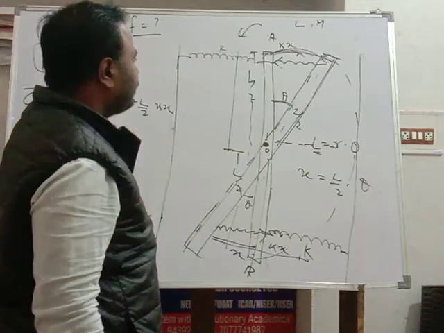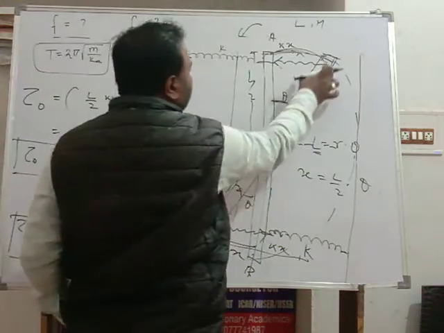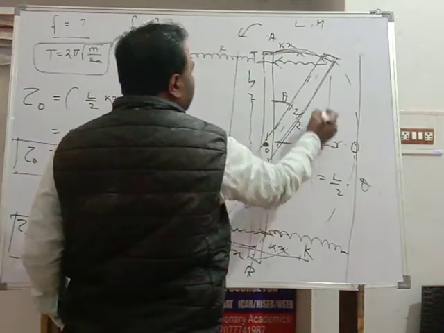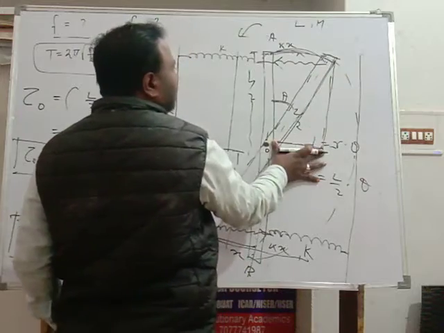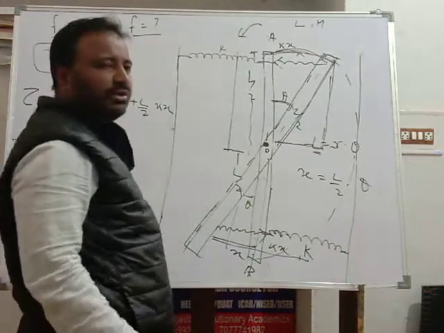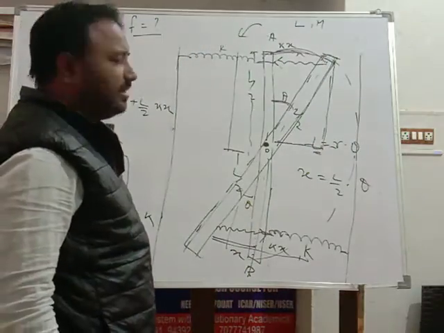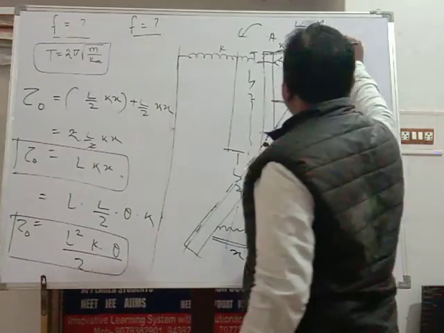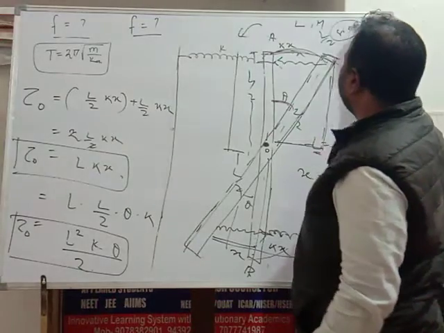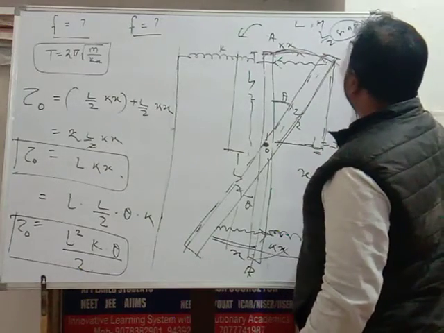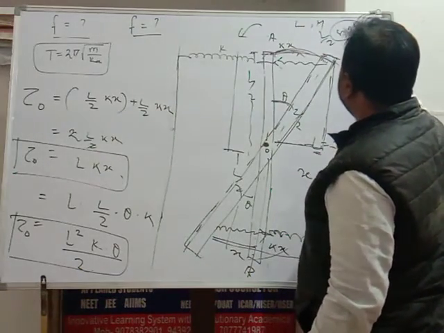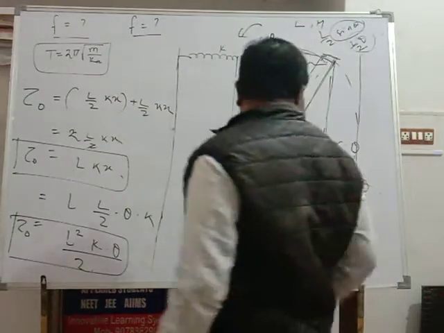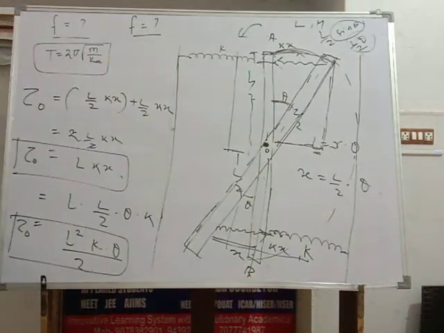So we will see that this is L by 2 sin theta, and this is also L by 2 sin theta. Sin theta is very, very small, so this x is nothing but L by 2 sin theta replaced by theta, which is L by 2 into theta. This way also one can obtain the value. Alright?